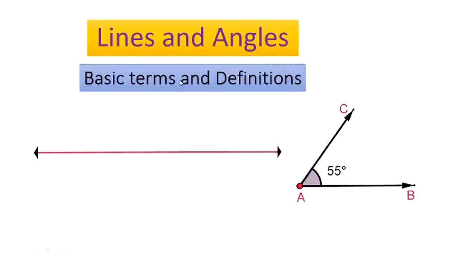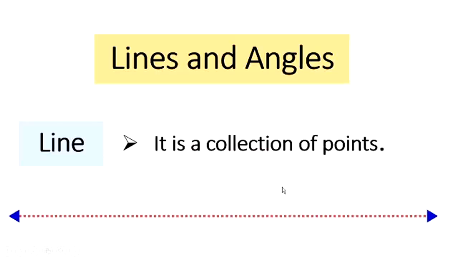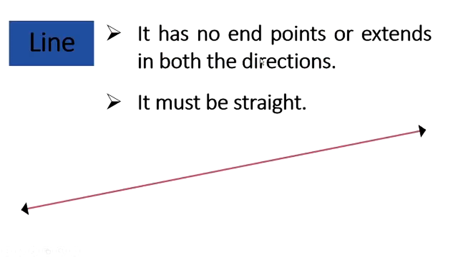This is a new chapter, lines and angles. Let us learn some basic terms and definitions. Number 1, line. It is a collection of points which are in a straight line. Line has no endpoints or it extends in both the directions.